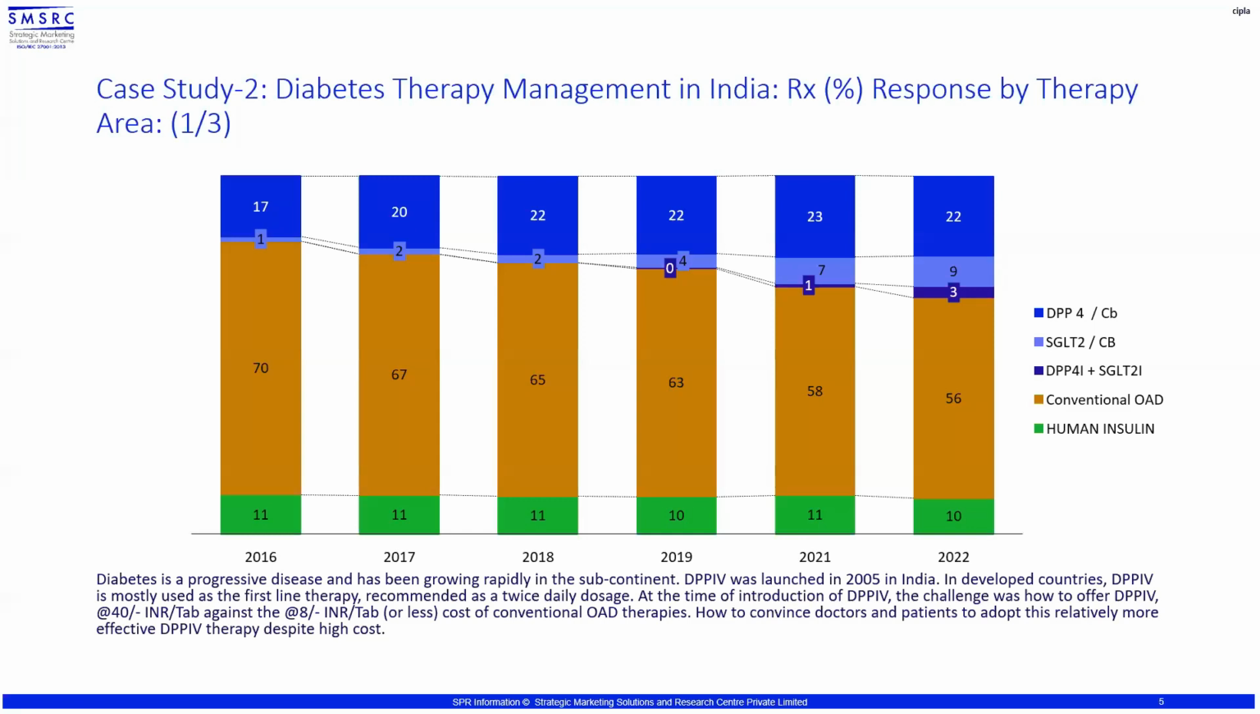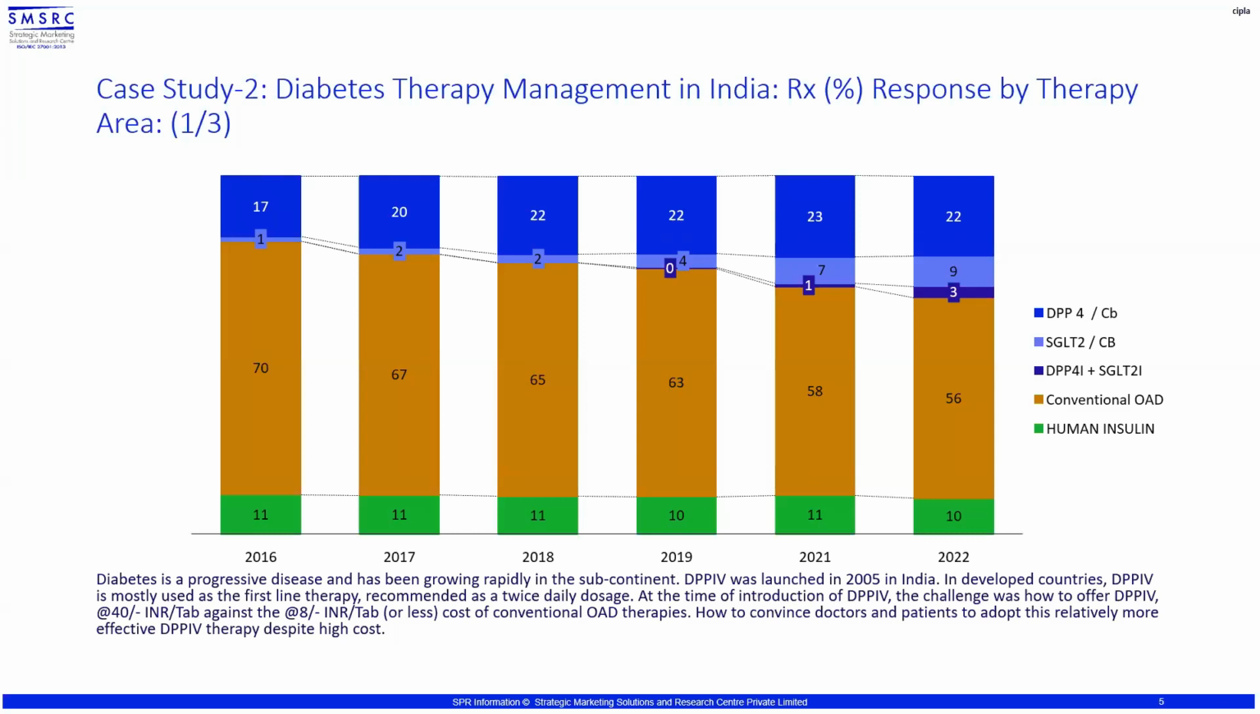When I say conventional therapies have shrunk to 56%, that doesn't mean that they are not growing. Even conventional therapies in our country are continuously progressing, particularly the leading molecules like glimepiride, metformin, and all. Insulin remains at 10% to 11% throughout the last 6 years. Diabetes is a progressive disease and has been growing rapidly. We all know, we don't need to share any data to prove at what rate diabetes is growing, both in terms of units and value.